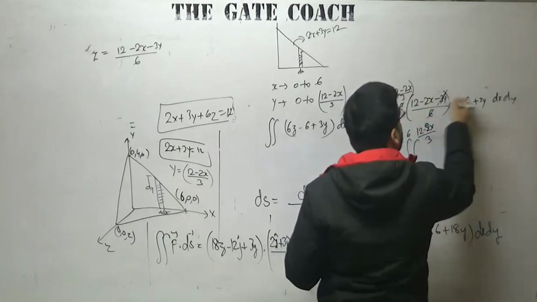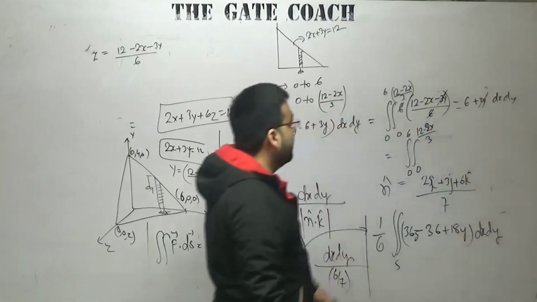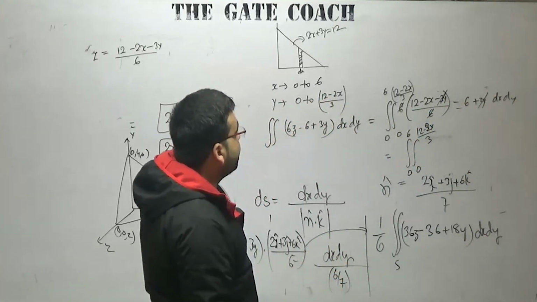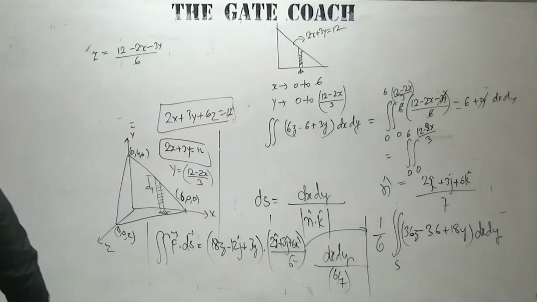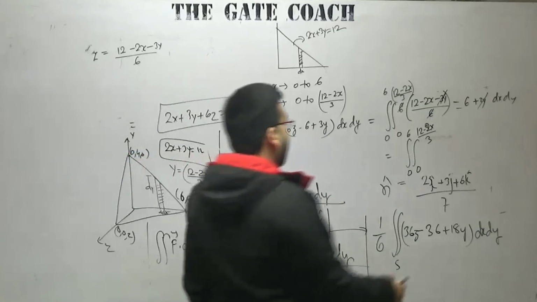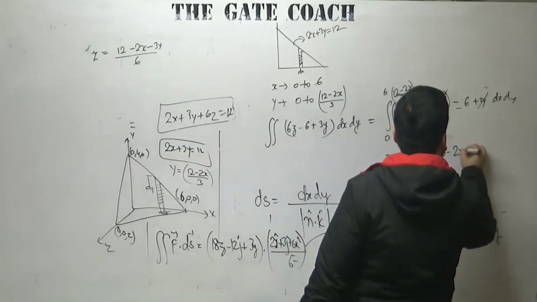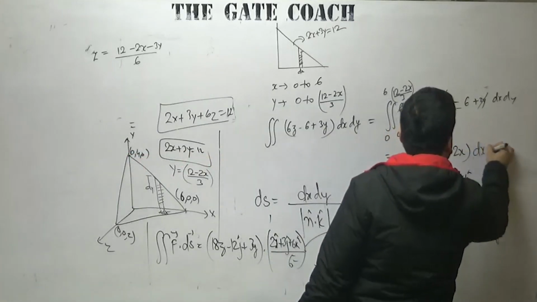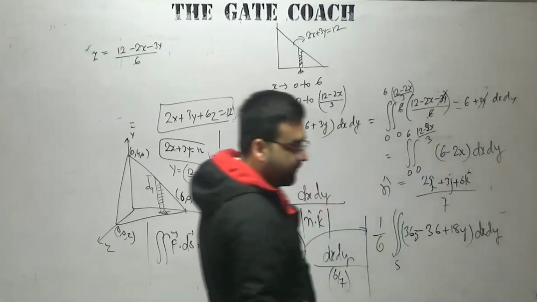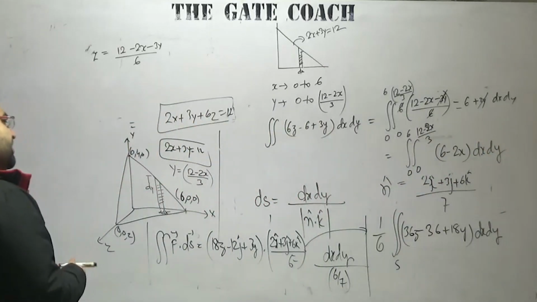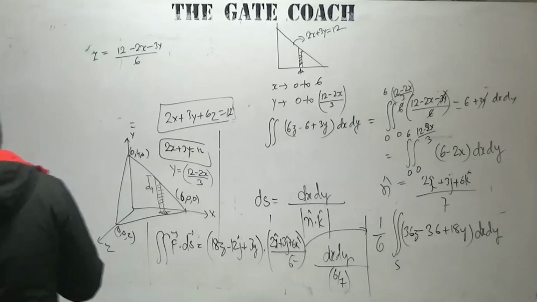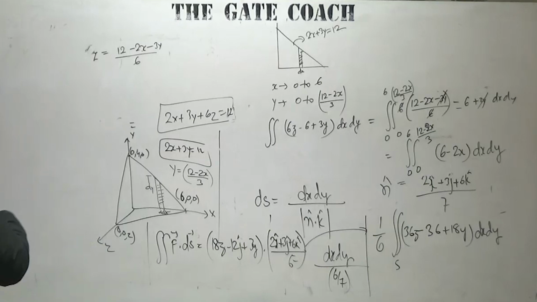6 cancel out, 3y and 3y gets cancelled out from here. It will be just what? It will be just 6 minus 2x dx dy. That is the final expression. Okay. Now just put the limits of x and y, and the ultimate answer you will be getting is 24.